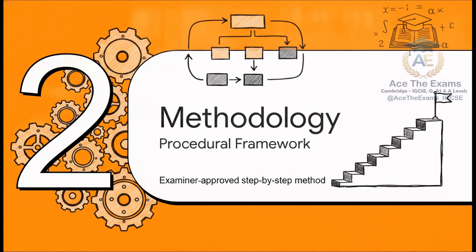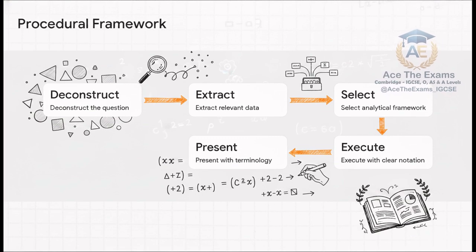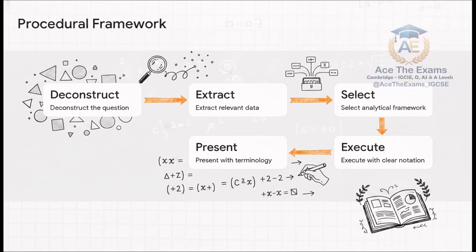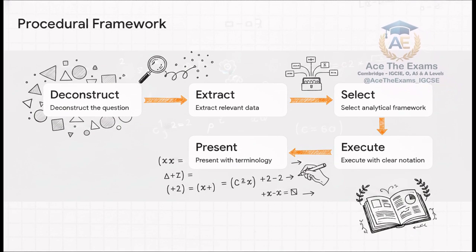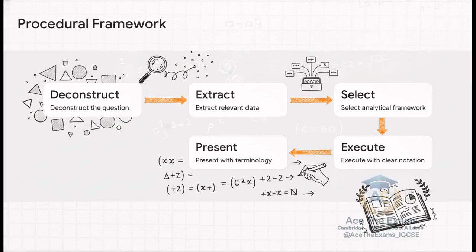Section 2. The technical methodology, your procedural framework. Now for the how-to, there are 5 actionable steps you absolutely must take when tackling complex algebraic manipulation. Step 1, deconstruct the question. Step 2, extract the relevant data from any texts or tables. Step 3, select your analytical framework, like deciding to actually use the discriminant.